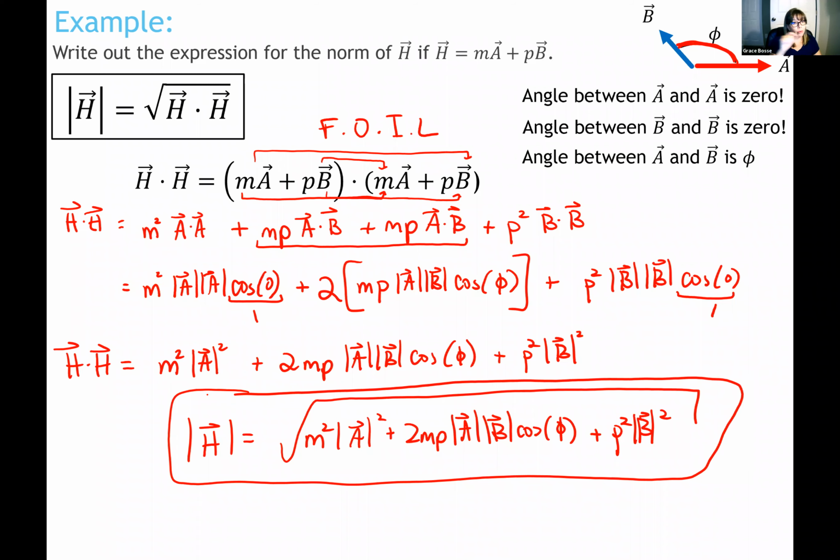And I want to see written out all of these steps. If you skip steps and you don't show me that you know what you're doing, I can't be sure that you know what you're doing, and I'm going to take off points.